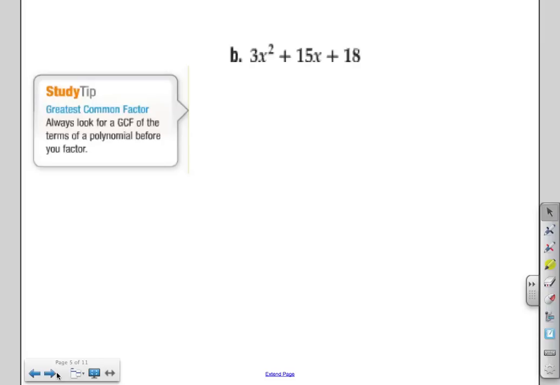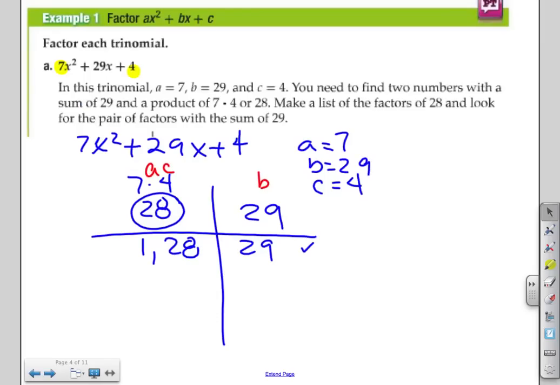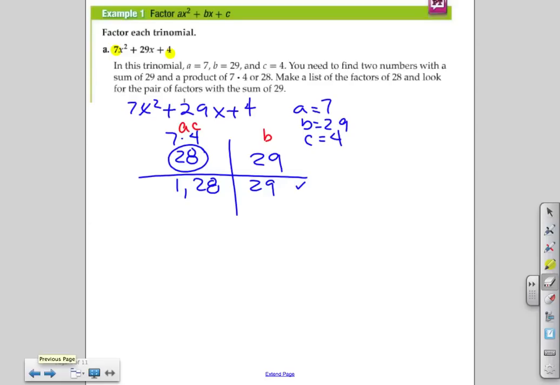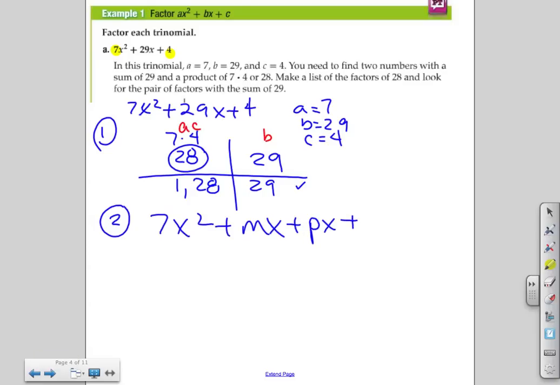Okay, so let's extend our page. I'm going to erase a little bit. We don't need all of that. Thank you. And so that's step 1. We found 1 and 28. Now we're going to rewrite it as 7x squared plus mx plus px plus whatever we have, 4. So we have 7x squared plus 1x, m is going to be 1, and plus 28 is going to be our px, plus 4.